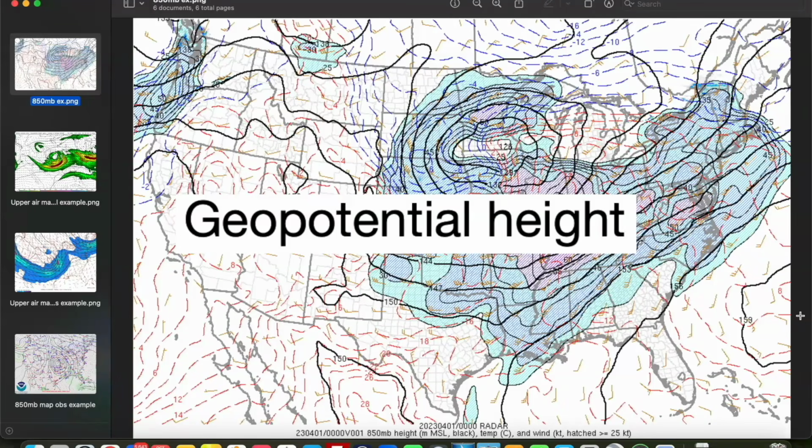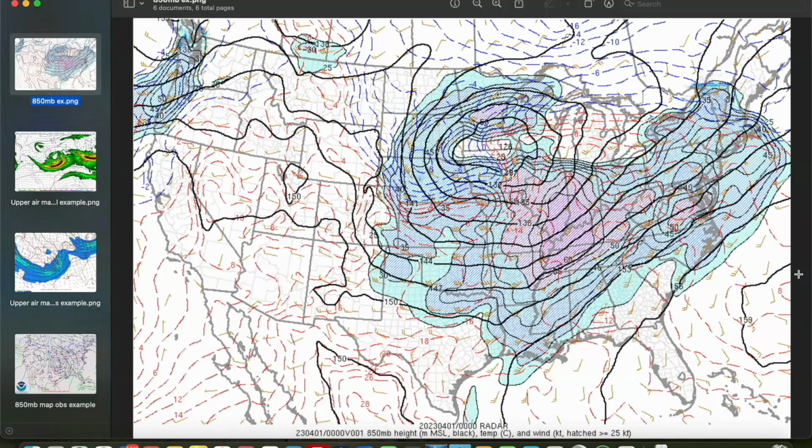I wanted to review the concept of geopotential height before diving in to our upper air maps. So again, at each mandatory level, 850 millibars, 500 millibars, 300 millibars, etc., we're dealing with a constant pressure surface. Say for example the 850 millibar map you see here. The pressure is 850 millibars across this entire map, across the entire domain. Geopotential height is the height of that constant pressure surface above mean sea level.